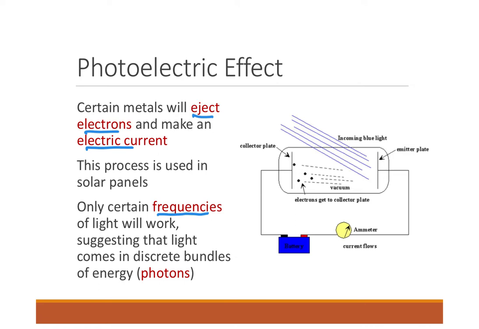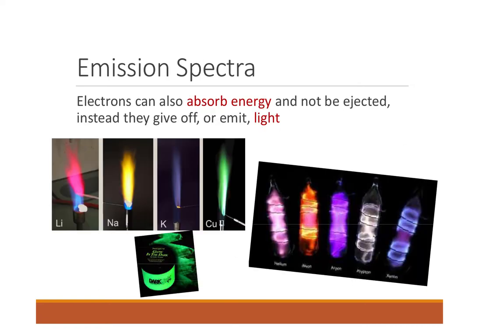And that was the research that helped develop this idea that light comes in photons. It comes in certain packages of energy. And when the right package of energy interacts with the metal, then you get the change in the electron. So while the photoelectric effect kind of got everything started in this understanding of the relationship of electrons and energy, it's the emission spectra that I want to focus on for the rest of this video.